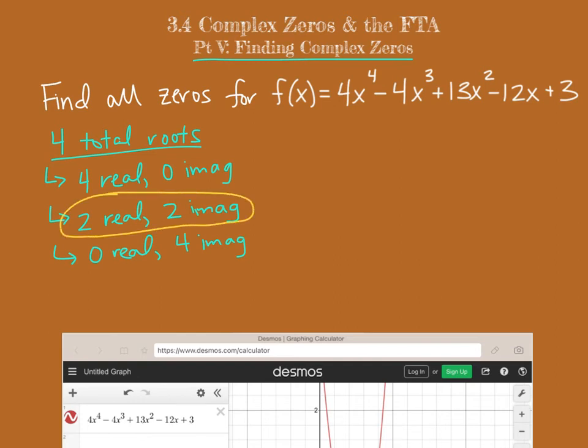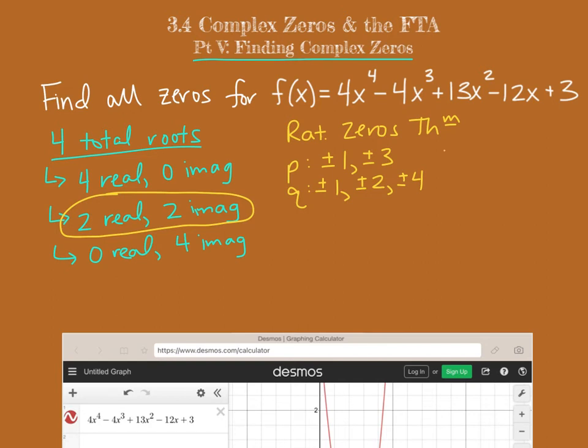What I want to do now is, since we know we have this option right here, that's how our 4 total roots are, what we need to do in order to determine what that real root with multiplicity 2 is, use our rational zeros theorem to see what the possible rational roots are. The factors of p, which is 3, the p-values are plus or minus 1, plus or minus 3. The q values, the factors of 4, our lead coefficient, are plus or minus 1, 2, and 4.